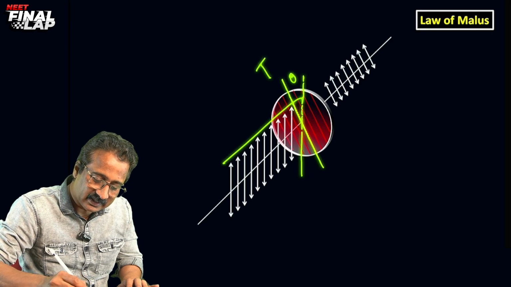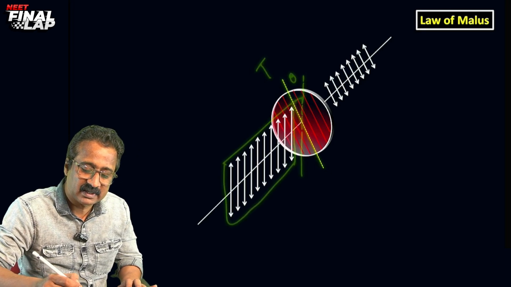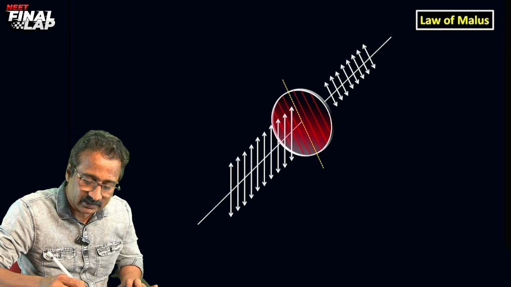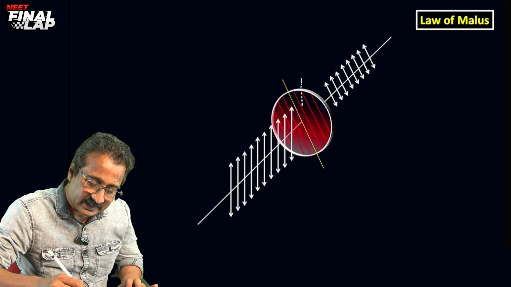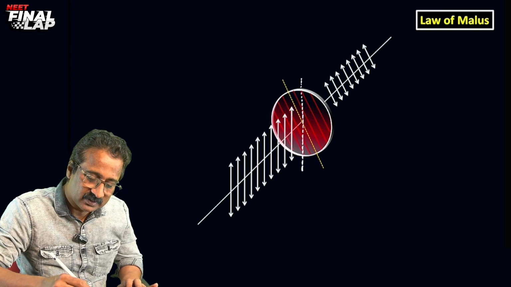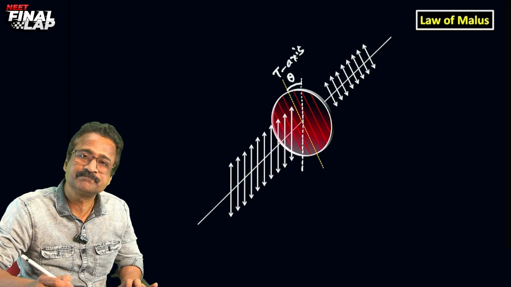This is incident light in the plane to compare, but this transmission axis is making an angle theta. If that angle is theta, let me try to show that angle here. Let's say this is the direction of vibration of the incident light. Now this is the T-axis also, that's the transmission axis. Now let's assume that this angle is theta.